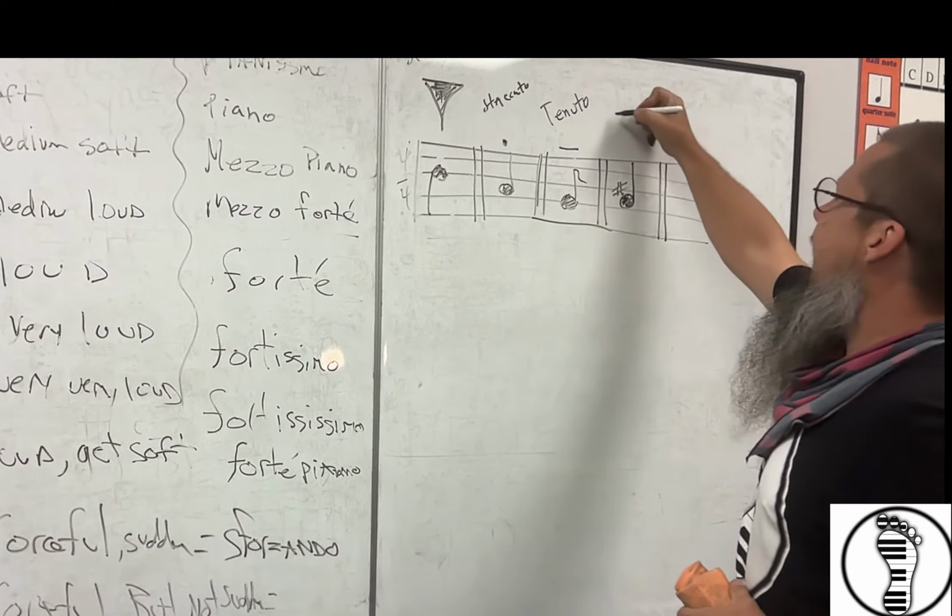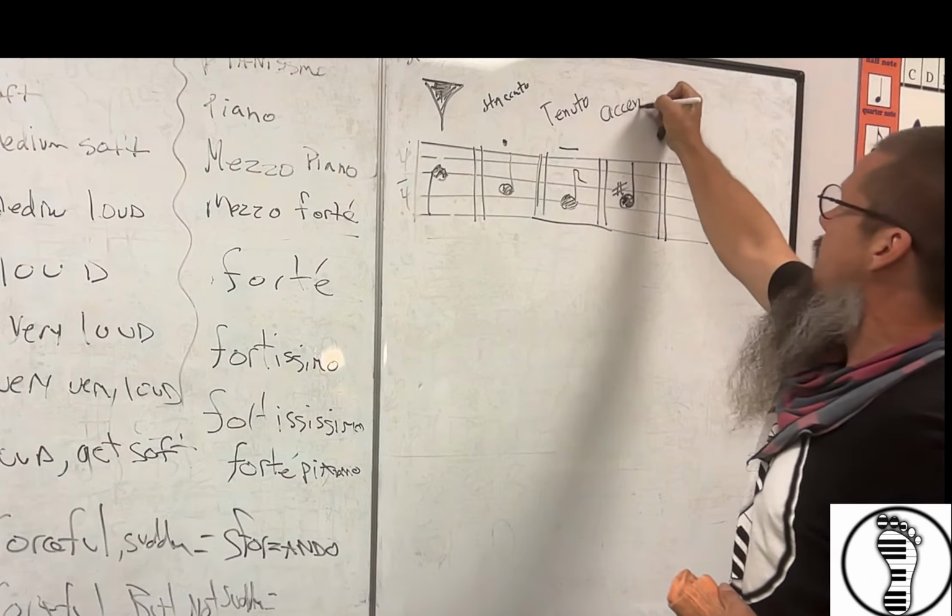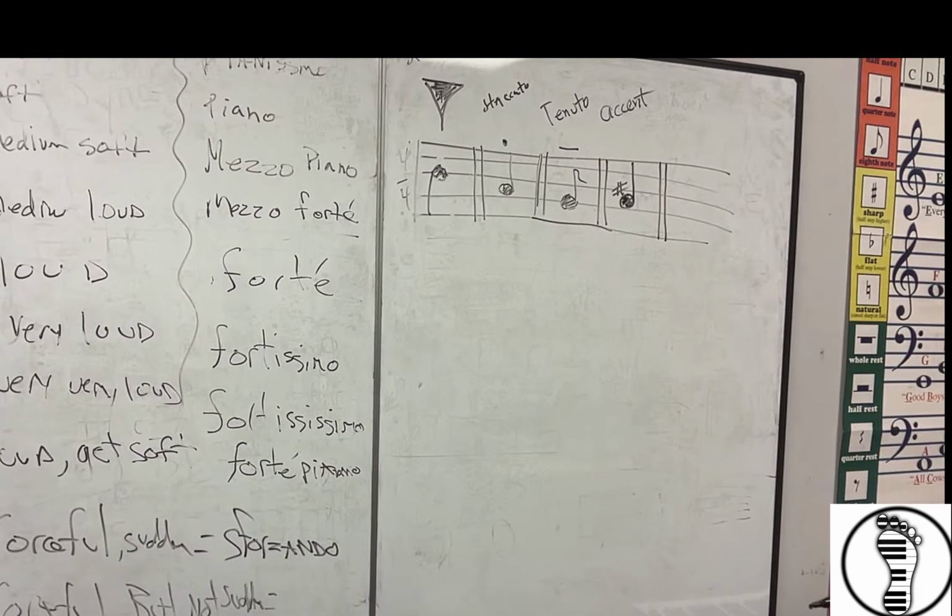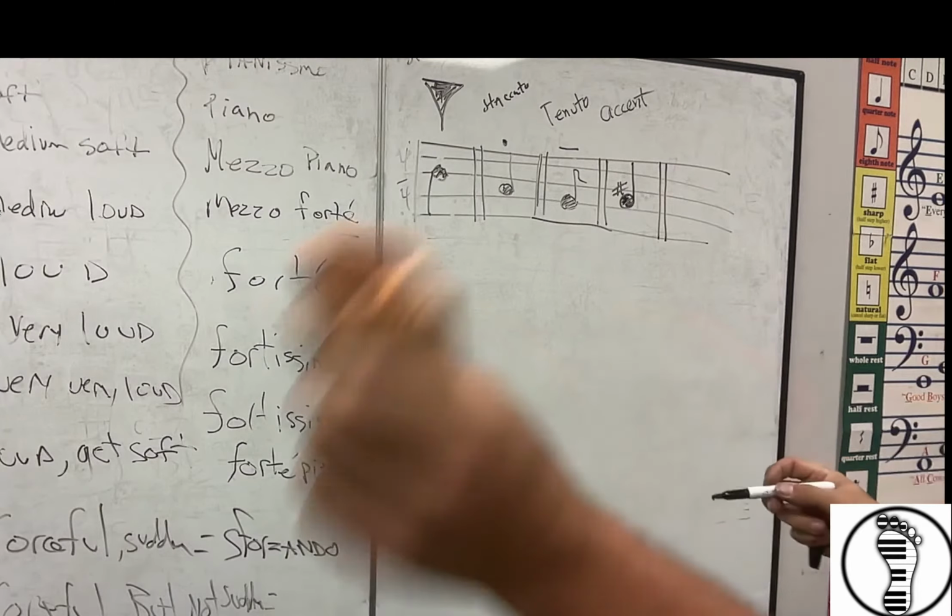This one was called the accent, A-C-C-E-N-T, and the accent is going to be used by putting what we would consider a greater than or a less than sign. I can't remember which one's which at this point. I don't remember. It's been too long since I've done math. All right, let's see here.